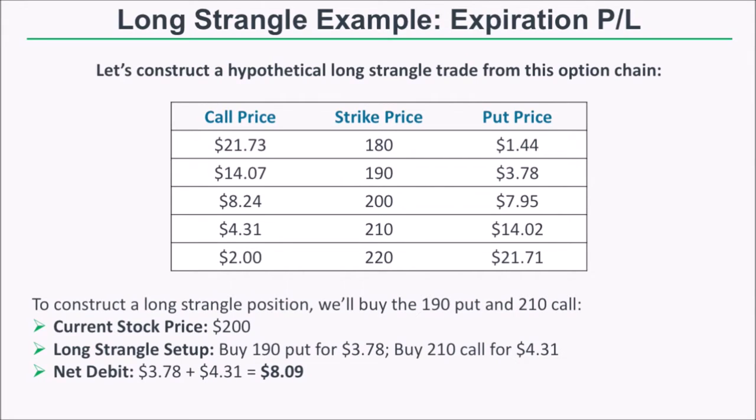So we're going to buy a strangle, and to do that we're going to buy the 190 put for $3.78, and we're going to buy the 210 call for $4.31. Now that's going to bring our net debit to $8.09. So the put price plus the call price, which is $8.09. So based on this position, let's go ahead and take a look at the expiration risk profile graph.